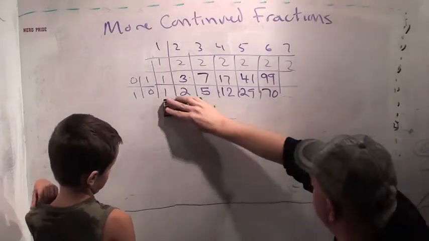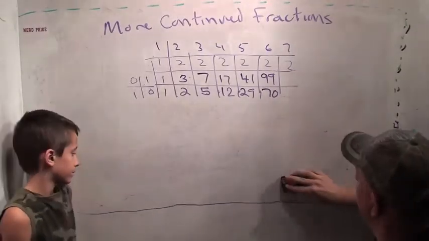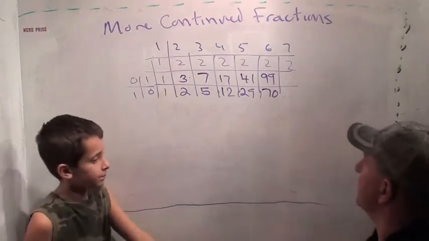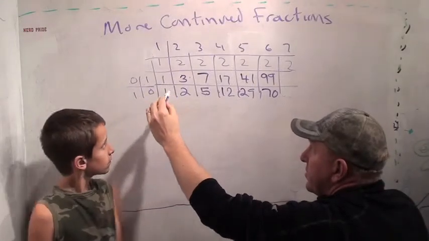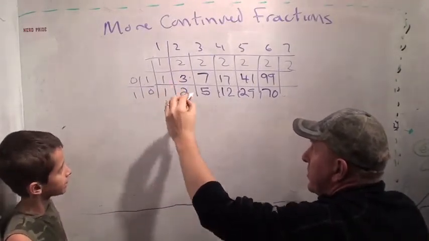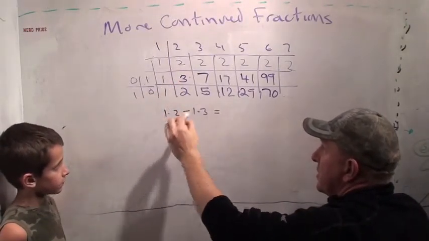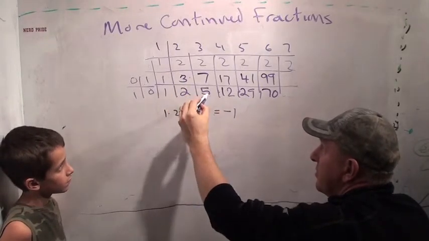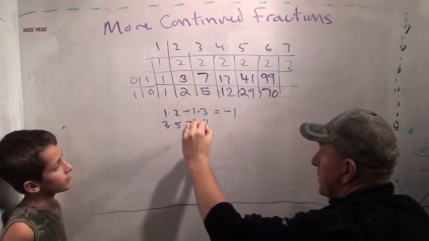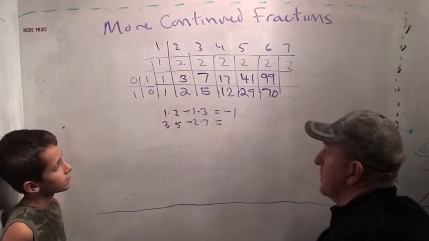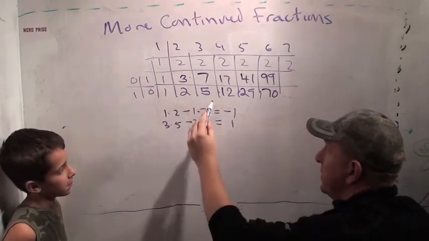And so yesterday, remember I showed you there was something neat about the Fibonacci numbers, and something neat about other continued fractions, that when you do our cross multiplying, I do 1 times 2 minus 1 times 3. In this case, I get 2 minus 3, which is minus 1. 3 times 5 minus 2 times 7, which equals 15 minus 14, so that's 1.